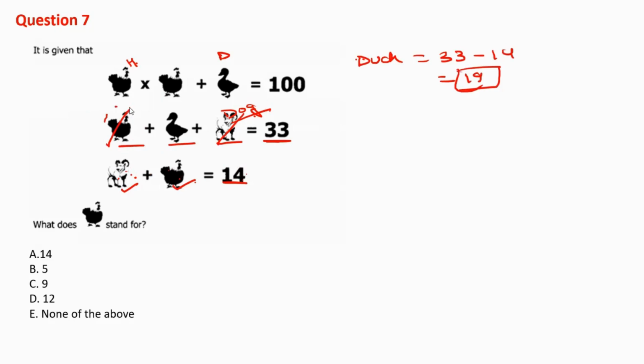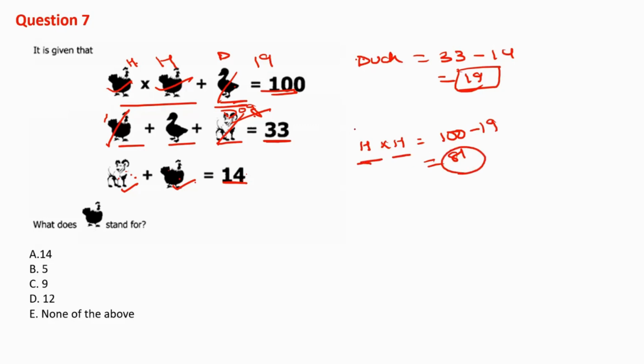Now in the third statement, 2 hens and 1 duck, hen into hen plus duck, is 100. Duck we just found out to be 19. So what's left for hen into hen? 100 minus 19, that's 81. Which number when multiplied by itself would give us 81? 9. That means the value of hen is 9. So that's our question. Option C is our answer.